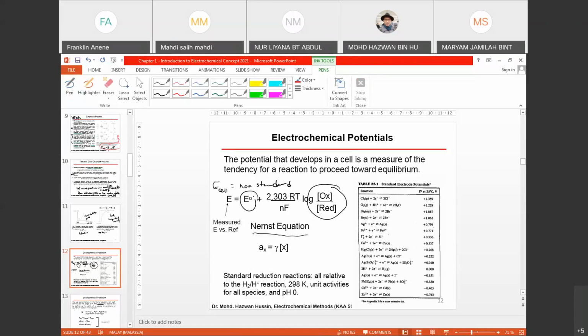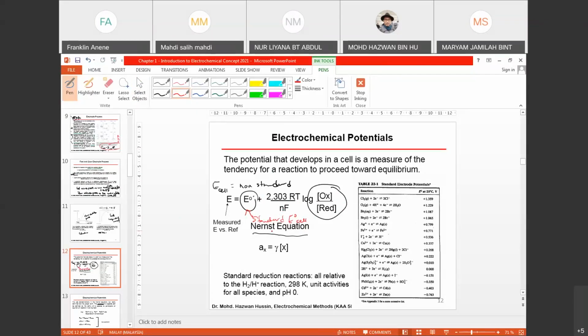Again, as I said, for non-standard condition, we will consider the Nernst equation in order to calculate the overall cell potential, in which we still consider the standard E naught cell over here. This is the standard condition, standard E naught cell. And then the rest are the parameters.